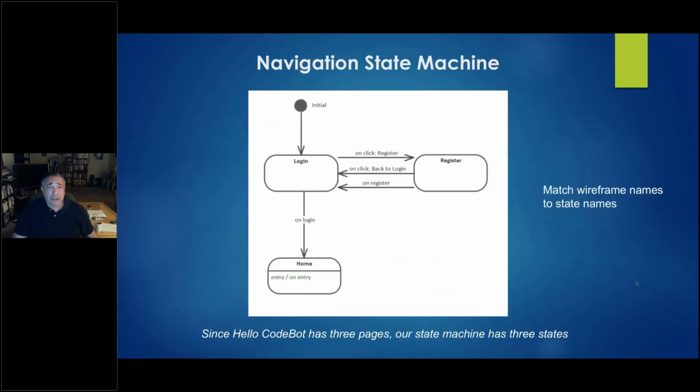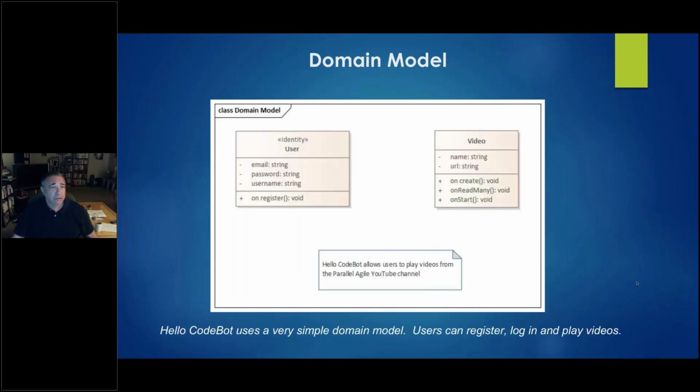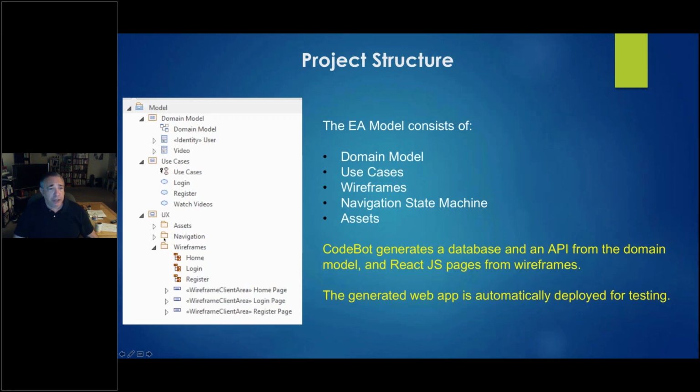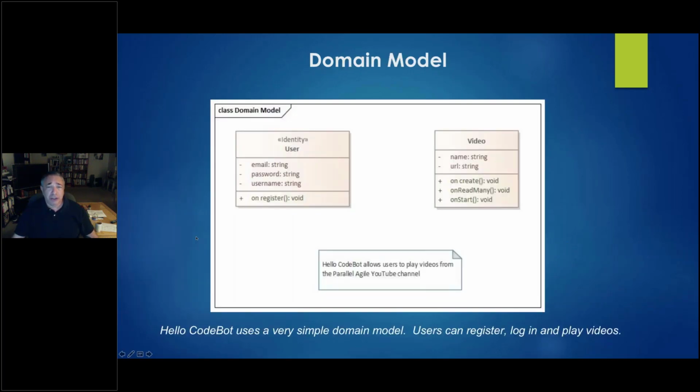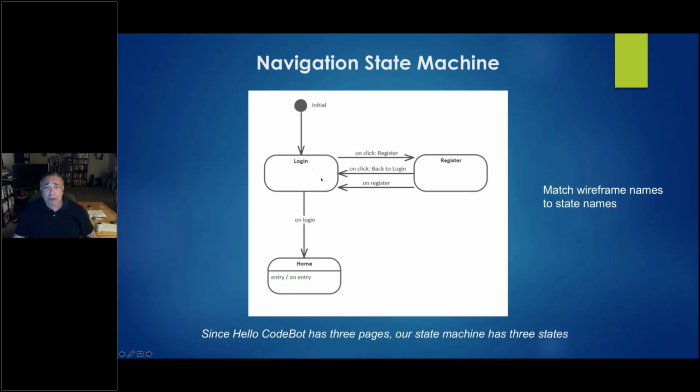The next thing that we'll look at, if I go back to my project structure, is this package called navigation. Navigation has one state machine in it, and the state machine describes how the pages of our web application get sequenced. The first thing you need to know is that the wireframe names match the state names on this state diagram. My initial state is login.